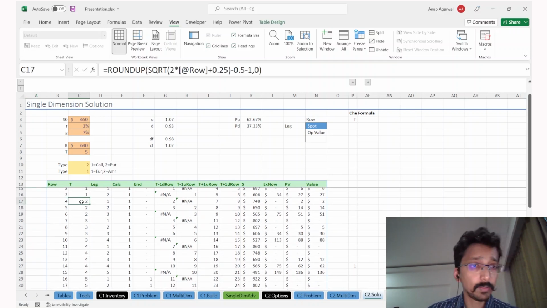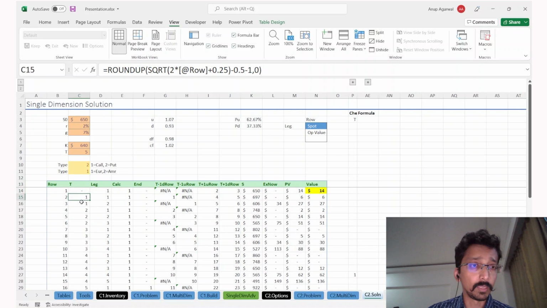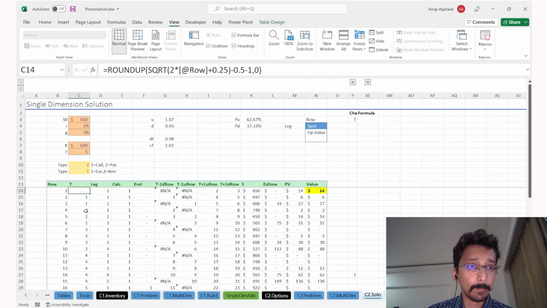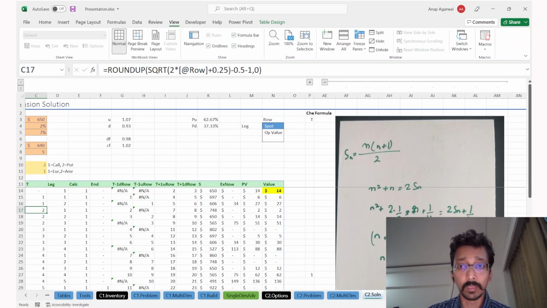Then you see I added a formula over here to figure out the time. The first row is time 0, but then the second and third rows are time 1. The fourth, fifth, and sixth rows are time 2. I use this formula to do this. Actually, I figured it out using this equation.